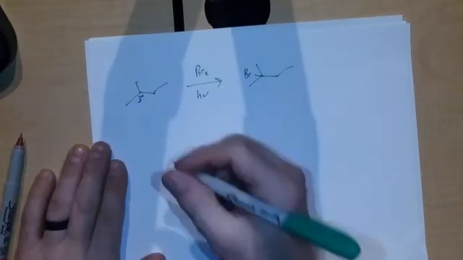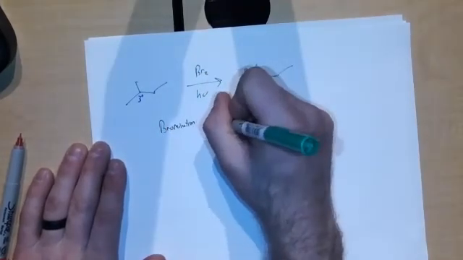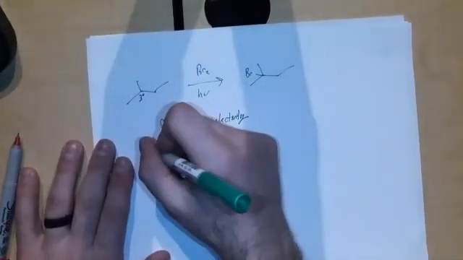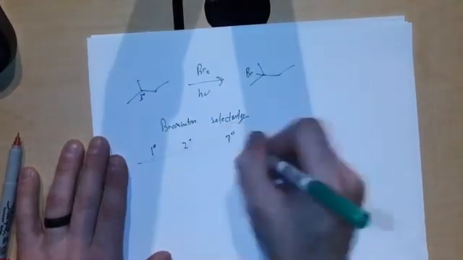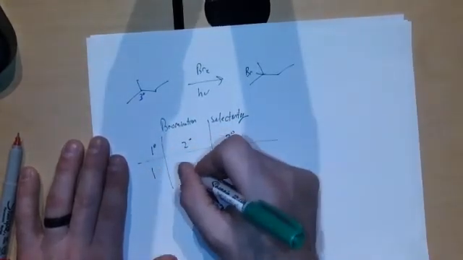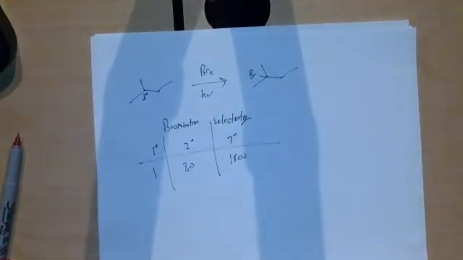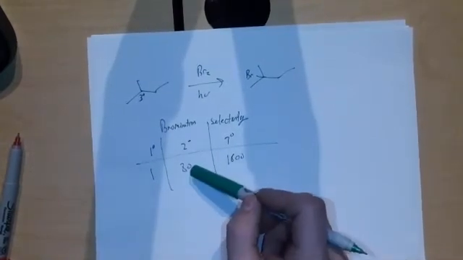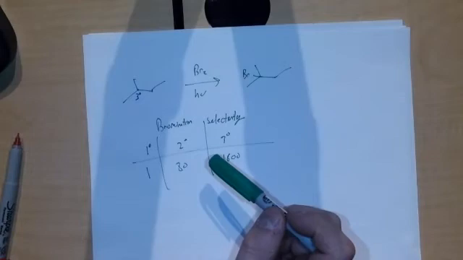And mathematically, there is a selectivity factor for these. So bromination's selectivity looks something like, for a primary versus secondary versus tertiary, you have a 1 to 80 to 1600 ratio. So this bromination on a tertiary center is drastically more likely to happen than it would be on a secondary center, than it would be on a primary center. And I'll kind of explain this selectivity in a second when I talk about chlorinations.